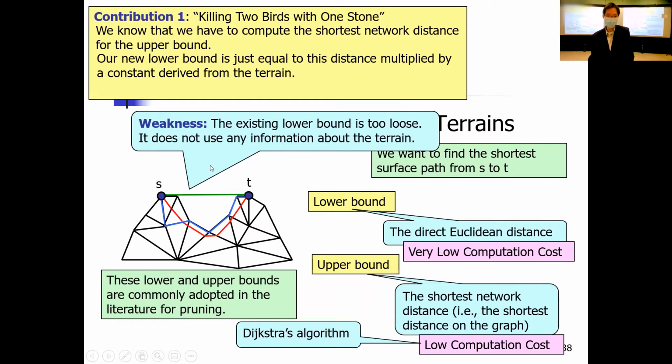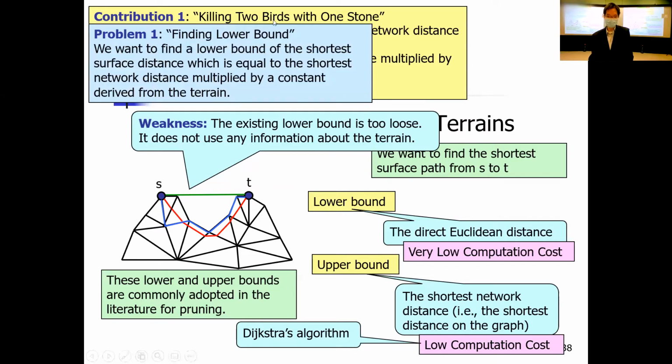This is our contribution 1. So when we compute the blue color one, immediately we have the length and then multiply by a constant. Then we obtain a better lower bound, okay, better than this green color one. And so what we want to say is that there's no additional computation cost except the multiplication with a constant. So the problem in this paper is that we want to find a lower bound of the shortest surface distance, which is equal to the blue color one, the shortest network distance, multiplied by a constant divided by the terrain. Okay, this has been discussed before.